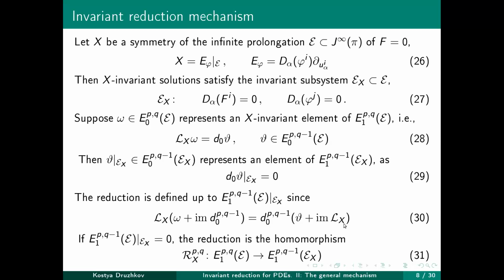But the image of the Lie derivative vanishes on the invariant subsystem, because the vector field X vanishes on the invariant subsystem. So using this formula, we can see that the only problem may be caused by the kernel of the differential d0. That is why the reduction is defined up to the restriction of this group to the subsystem. And here, I mean the restriction in terms of the pullback of this inclusion, this embedding.